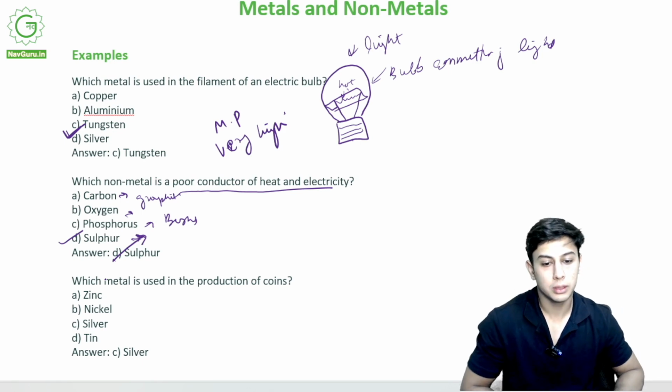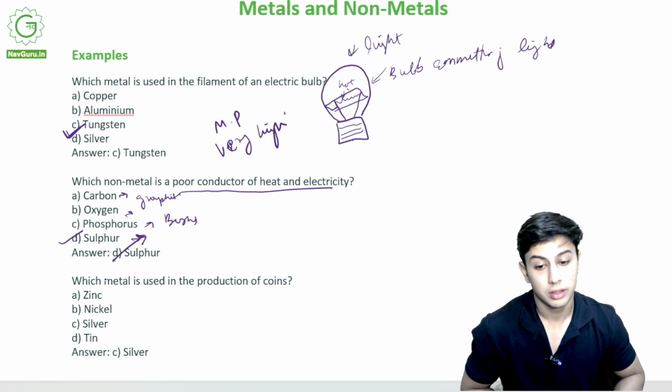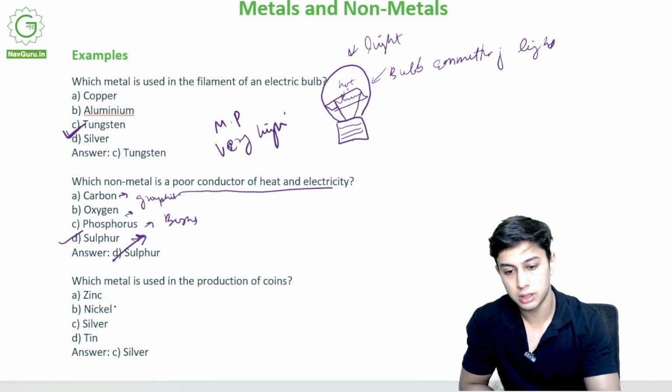Which metal is used in the production of coins? Nowadays, which coins? Silver.